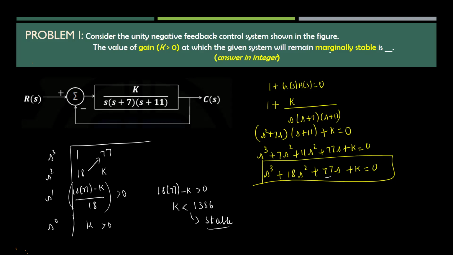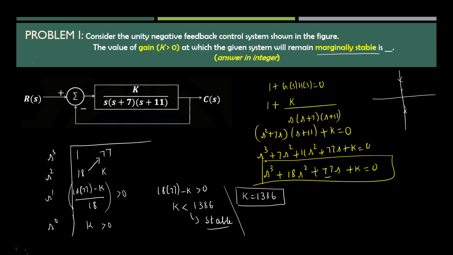But here in this problem, the marginally stable condition is given. So after this limit, if k reaches 1386, the system will remain marginally stable. If k is greater than 1386, the system will become unstable. Marginally stable means the roots will lie on the imaginary axis, that is, neither in the left half of the s-plane nor in the right half of the s-plane. Thus we can find the open loop gain by using the Routh array.